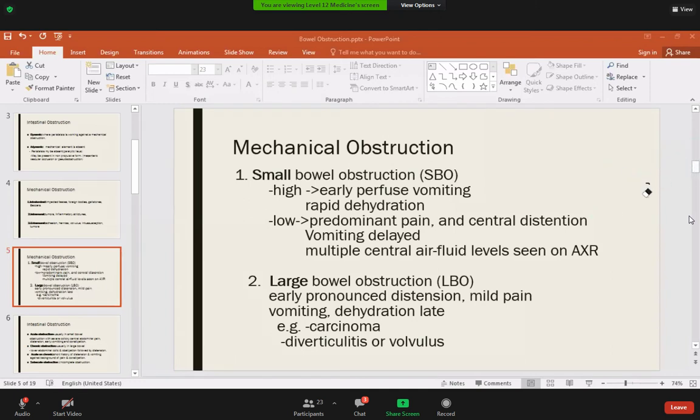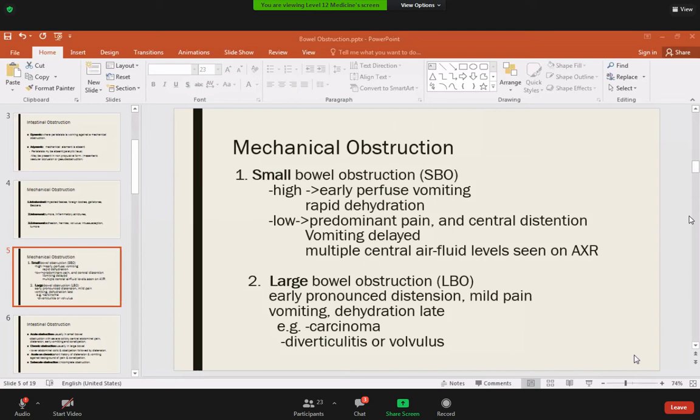Now, size is also important. 3, 6, 9. 3 for the ileum and the jejunum, 6 for the colon, and 9 for the cecum. So this is the normal diameter. If the gut loop is more than this 3 in the ileum or the jejunum, we take it as a dilated gut loop or distended gut loop.